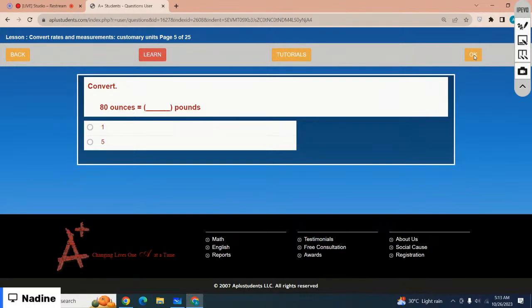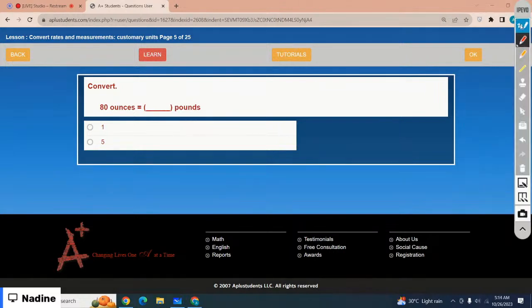80 ounces equal how many pounds? In 1 pound you have 16 ounces. So you have to divide 80 by 16, so that equals 5 pounds. That means 80 ounces equal 5 pounds. So the correct option is 5.